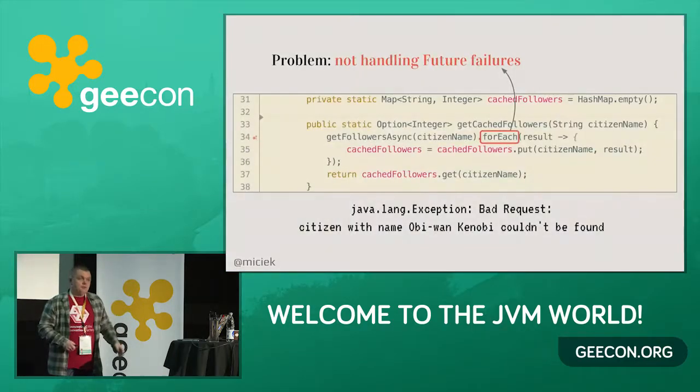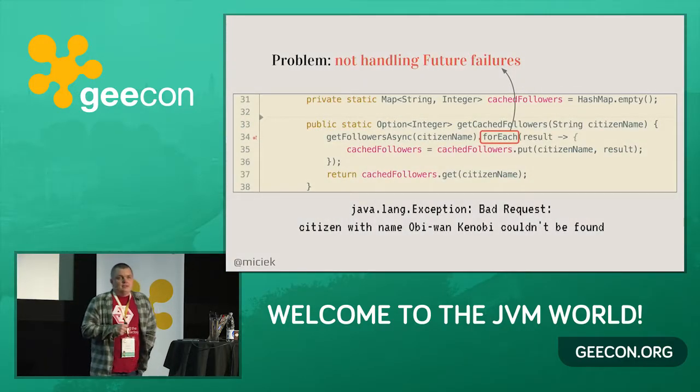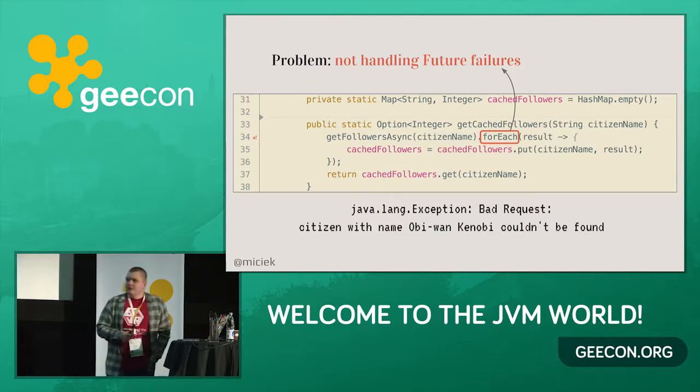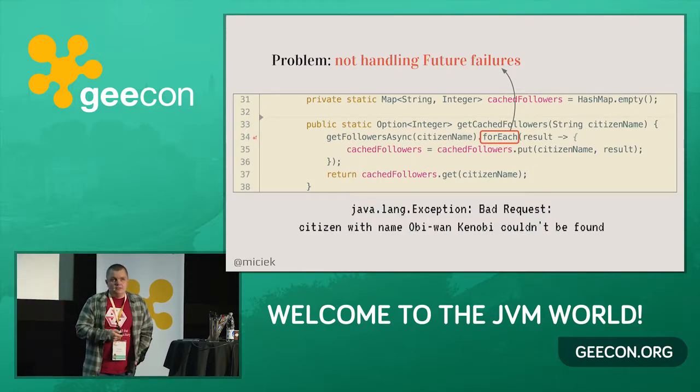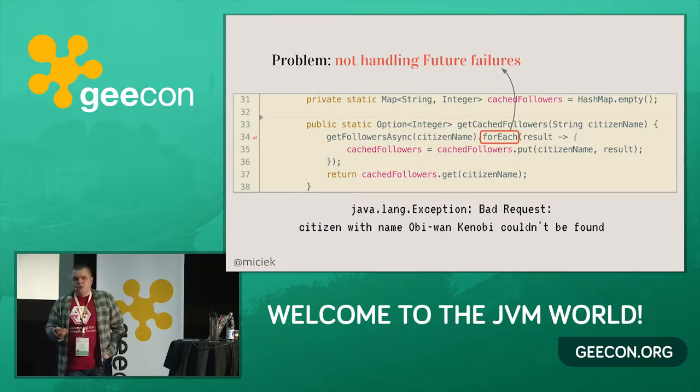Database is down. Okay, that also should be a case. But in this case, the database client or database design that our colleague did is throwing an exception every time the user, the citizen, is not found. So we put a string there, and whenever a user with a name that is not in the database is searched for, we just throw an exception.